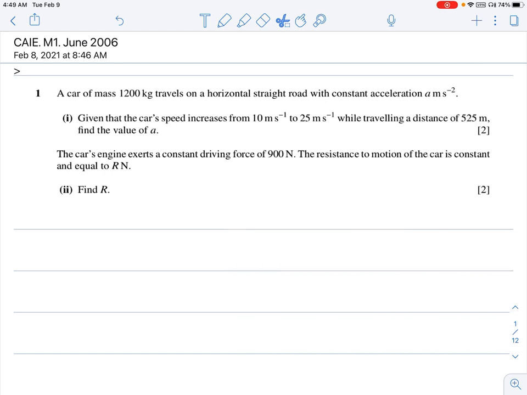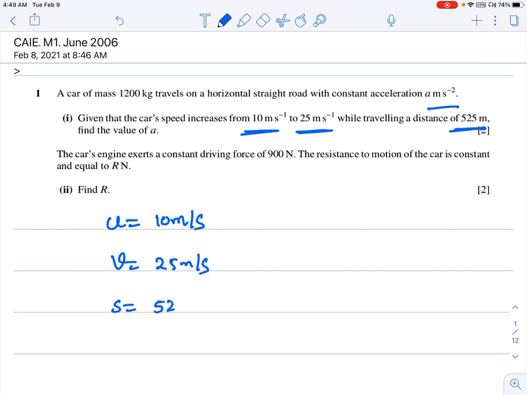A car of mass 1200 kg is moving with a constant acceleration of a meters per second squared. The car's speed increases from 10 meters per second to 25 meters per second, traveling a distance of 525 meters. So u is equal to 10 meters per second, initial velocity, final velocity is 25 meters per second, distance is 525 meters, and the acceleration is unknown.